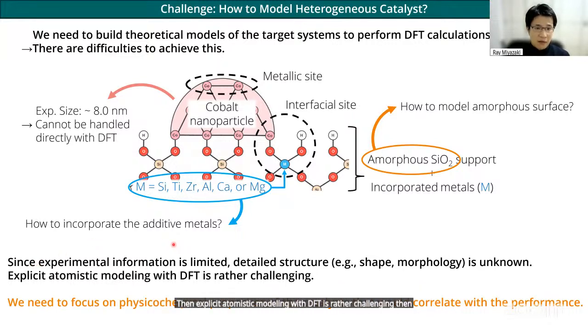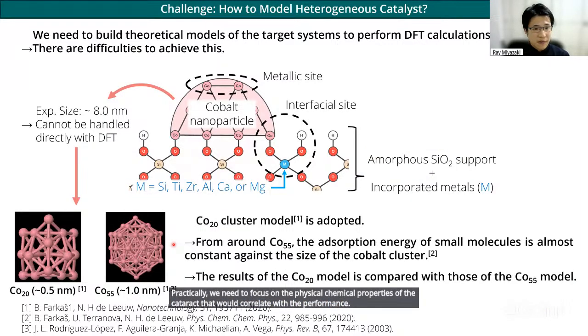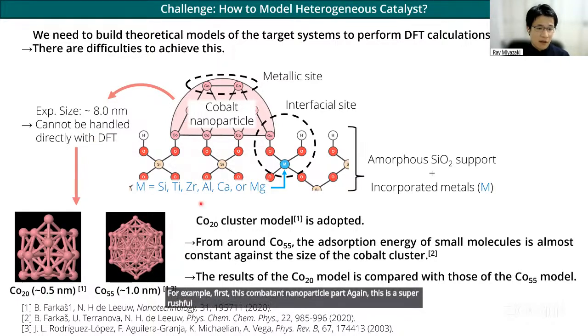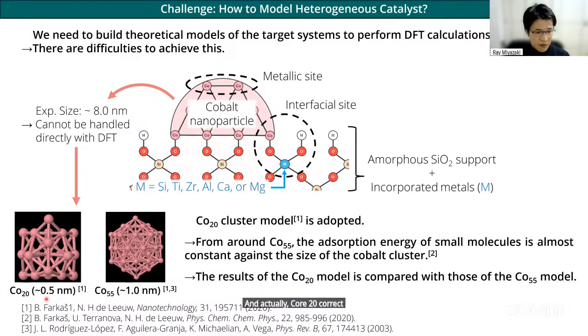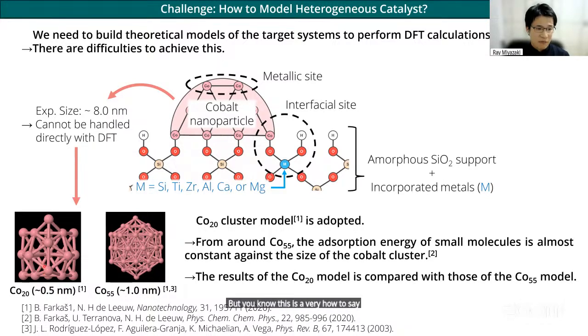Then, practically, we need to focus on the physical-chemical properties of the catalyst that would correlate with the performance. For example, first, for this cobalt nanoparticle part, again, this is super large for DFT, so I adopted this cobalt-20 cluster model. And actually, the cobalt-20 cluster here is about 0.5 nanometer. That means this is super small compared to the actual particle size in experiment. But this is a very, how to say, practical size for simulation.